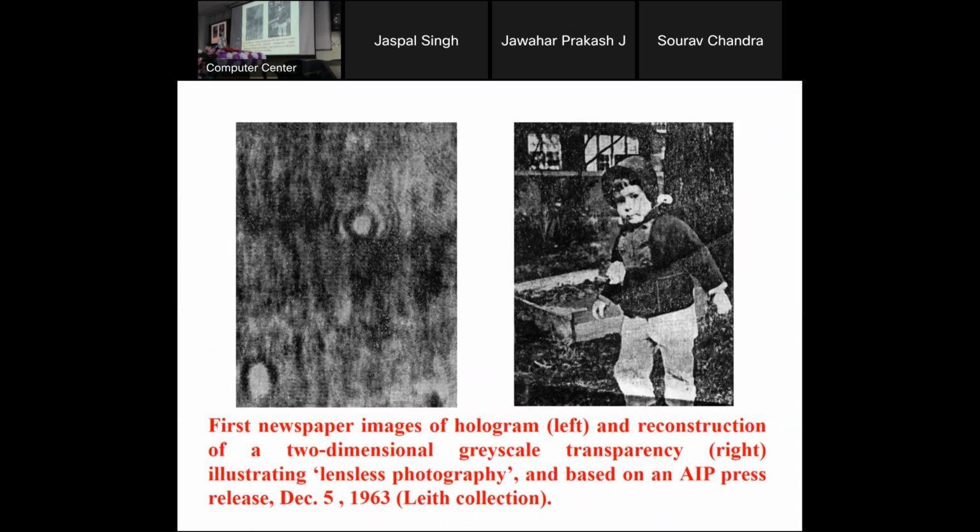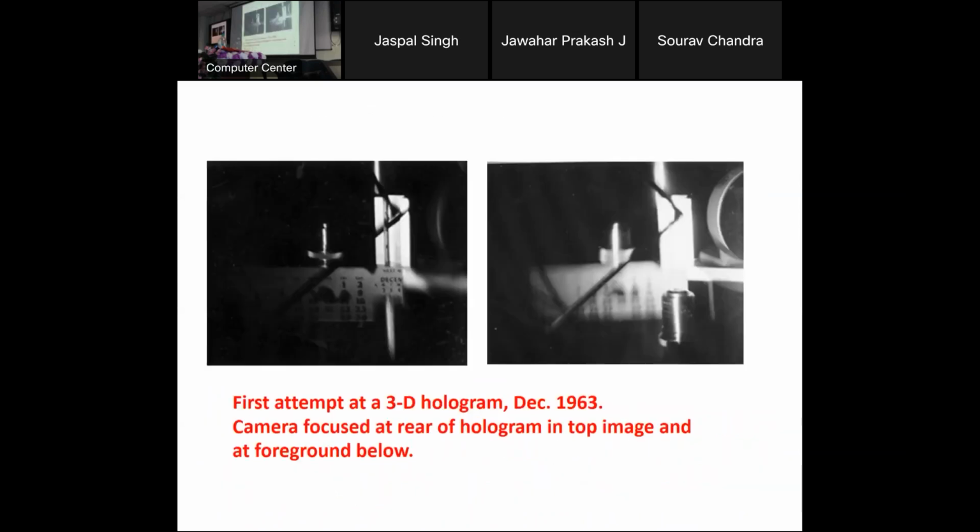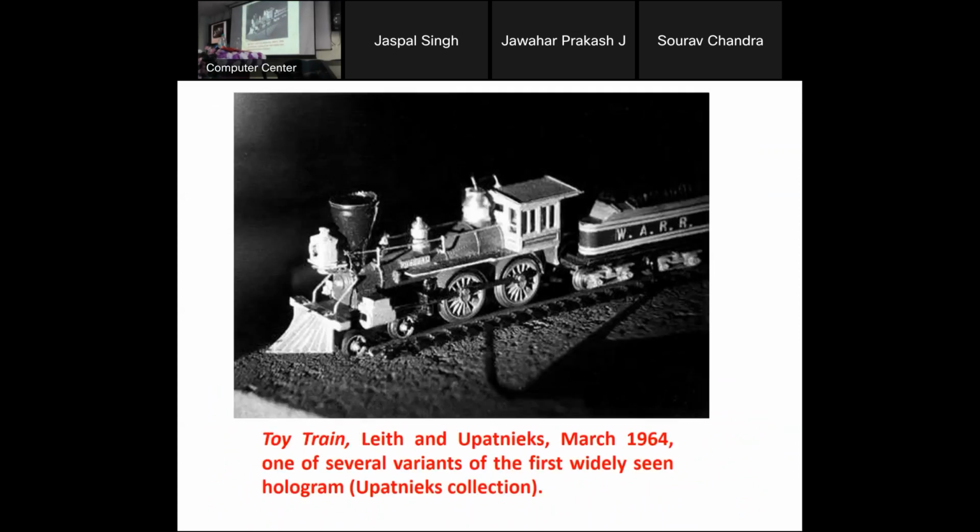So we released this reconstruction. This was the first newspaper in the age of holograms. That can be the reconstruction of a two-dimensional object on the right side. This one for two-dimensional. This was the first attempt on 3D, and this is why we have a picture of the toy train. This was the first three-dimensional reconstruction. So very landmark.